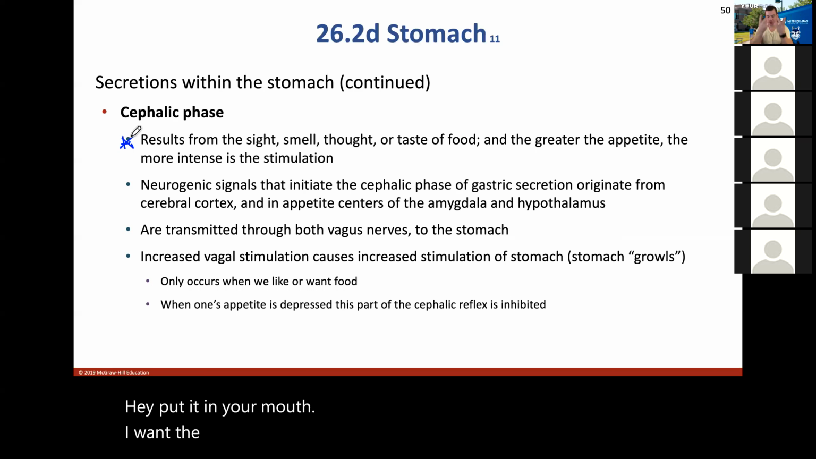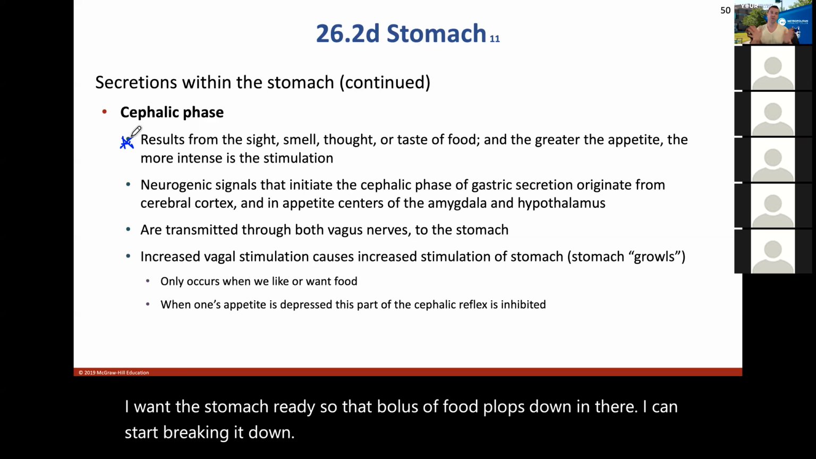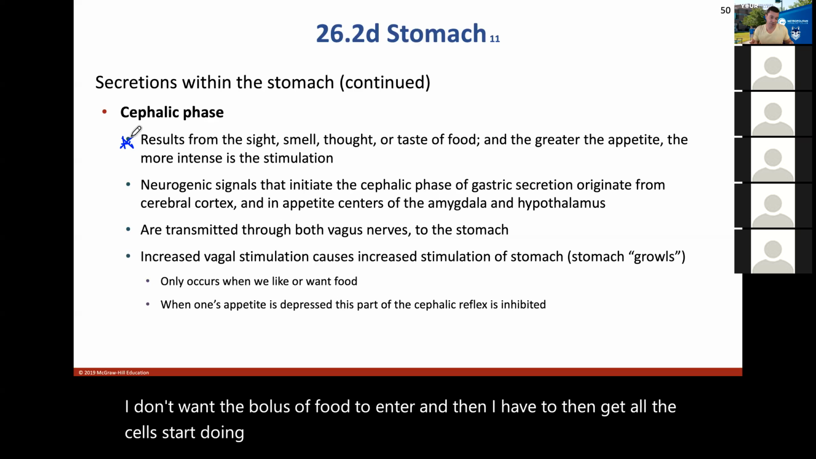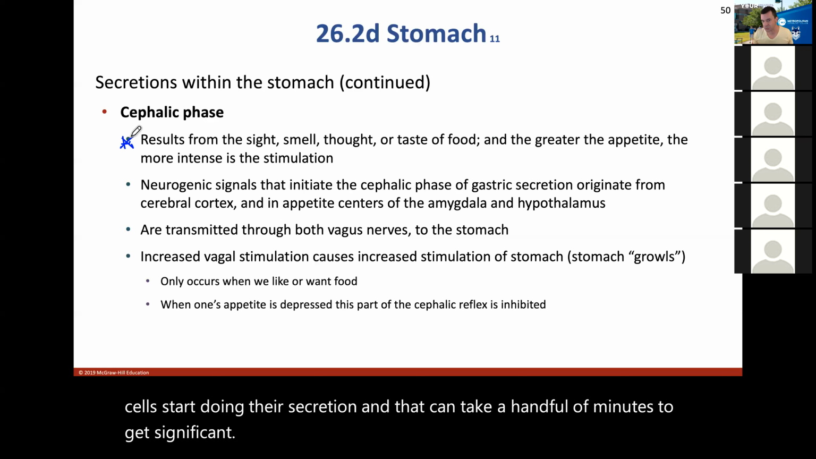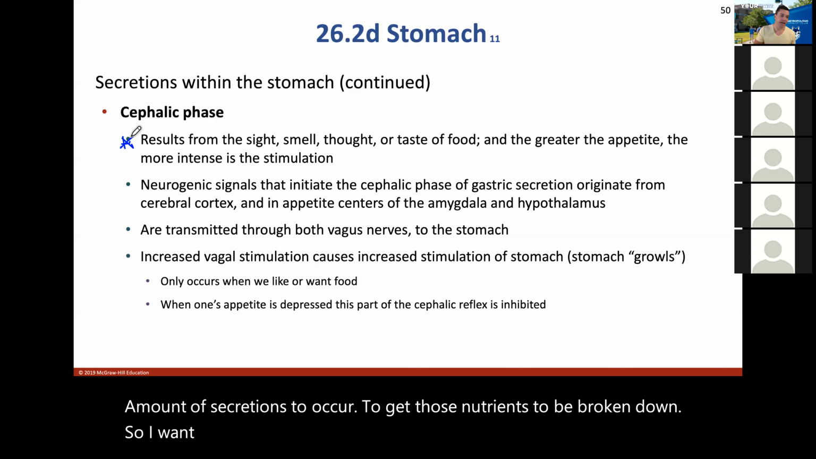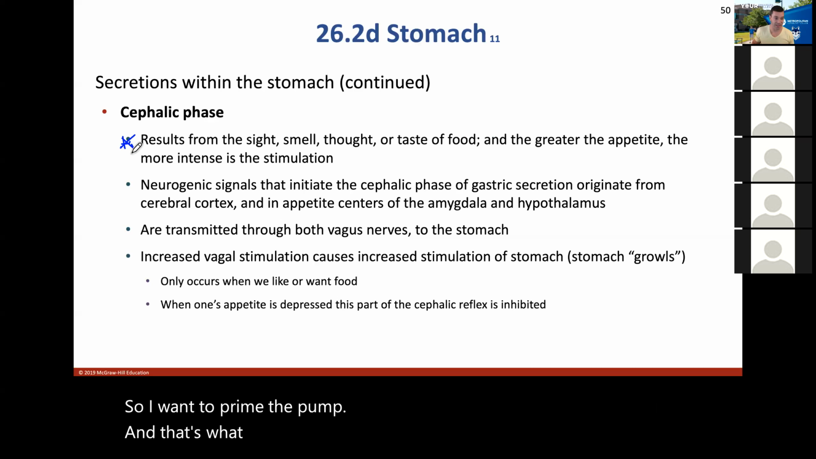So when that bolus of food plops down in there, I can start breaking it down. I don't want the bolus of food to enter and then have to get all the cells to start doing their secretion. That can take a handful of minutes to get a significant amount of secretions to occur to get those nutrients to be broken down. So I want to prime the pump. And that's what the cephalic phase is basically telling me.